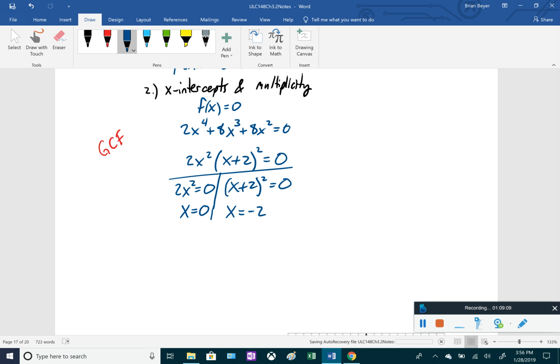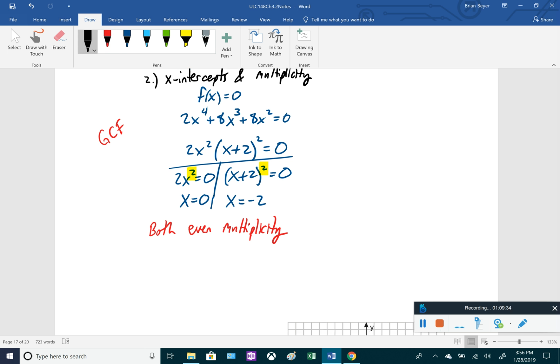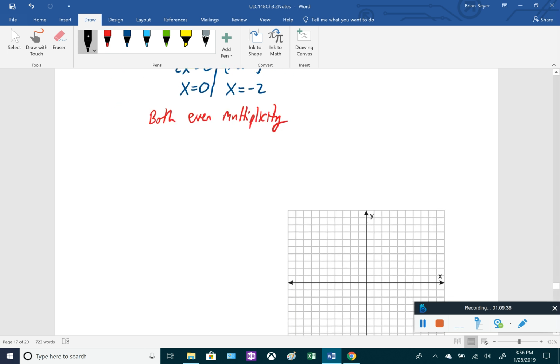Okay, and then for the multiplicity, we have to look at the exponents. On the factors, we have a 2 up there, a 2 up there, so both have even multiplicity. Which means for both of them, it's going to touch the x-intercept and bounce back the way that it came. It's not going to completely cut through it. Okay, next for the y-intercept.